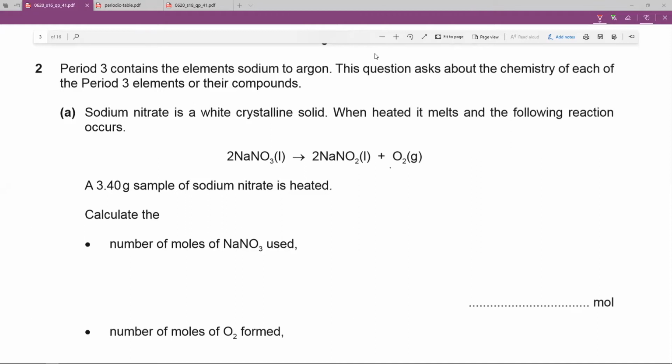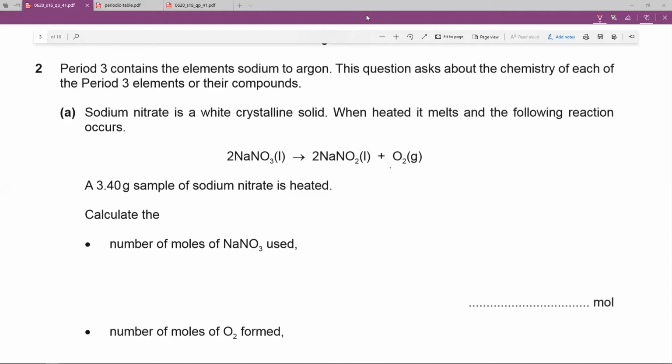Today I want us to look at moles, the mole concept in chemistry. On the screen there's question number 2, which says period 3 contains the elements sodium to argon. This question asks about the chemistry of each of the period 3 elements or their compounds.